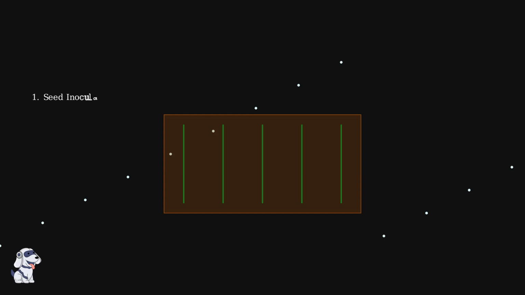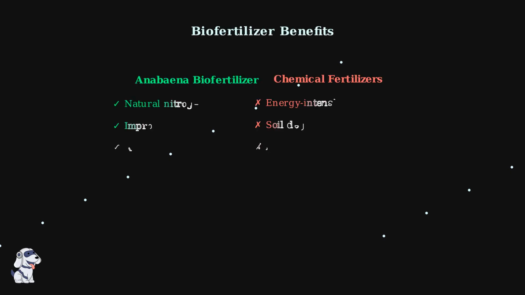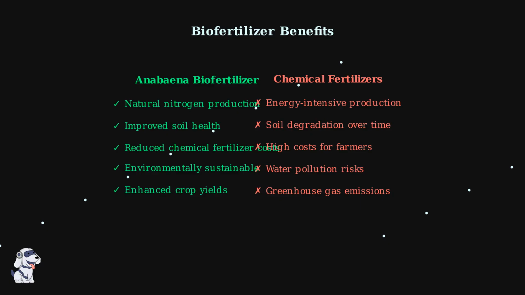Farmers can introduce Anabaena to their fields in several ways. They can inoculate seeds before planting, add Anabaena cultures directly to soil, or spray liquid preparations containing these beneficial bacteria onto crops. The benefits of using Anabaena as a biofertilizer are remarkable. It improves soil fertility naturally, reduces dependence on expensive chemical fertilizers, and promotes sustainable farming practices that protect the environment.